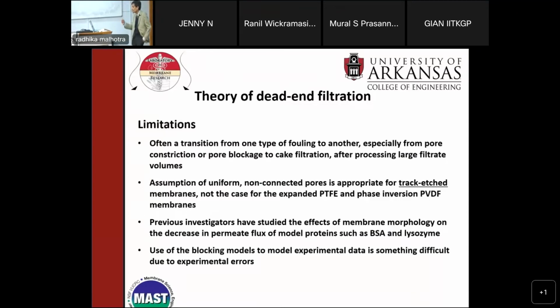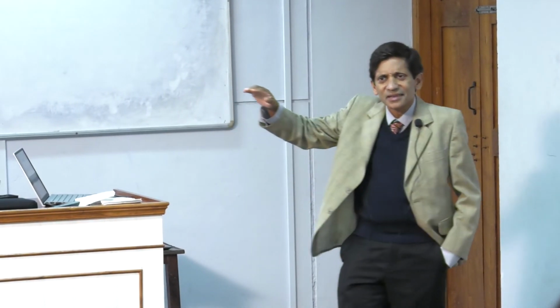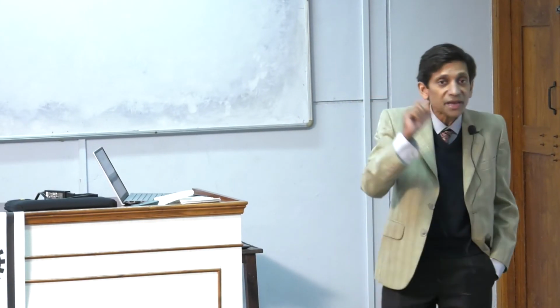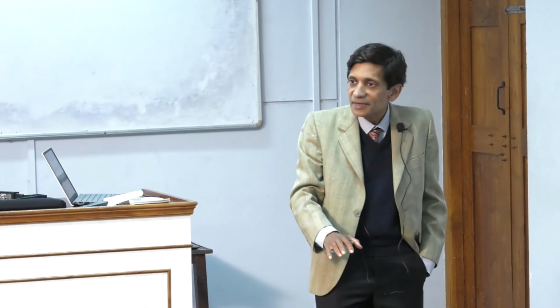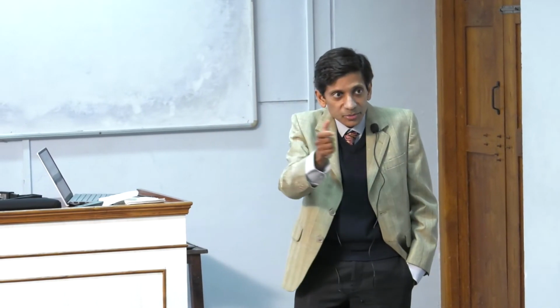So often a transition from one type of fouling to another is seen, especially pore constriction to pore blockage to cake filtration after processing large volumes of filtrate. So you don't get a straight line, you get something that's curving, which actually kind of makes sense, right? Because you can change from one regime to the next as you keep running these. Another problem is something called lateral permeability. So for track-etched membranes, you have straight through pores. So if you block the pore, you've blocked it forever, right? But in actual membranes that you may cast, you have links between the pores, right?